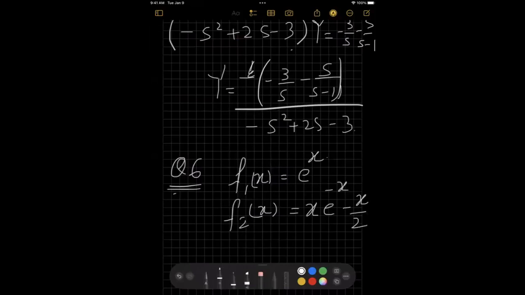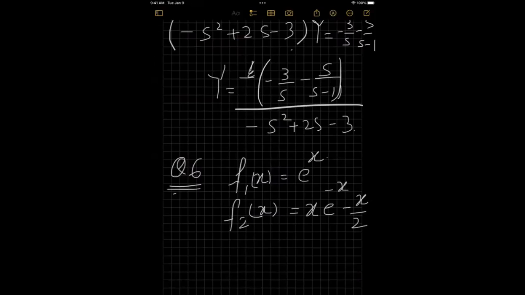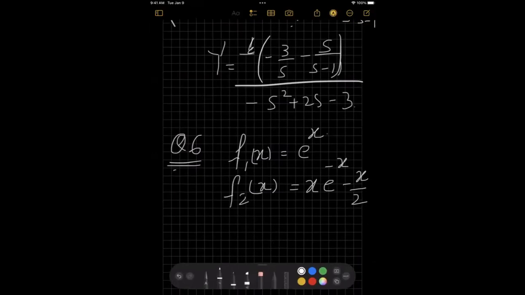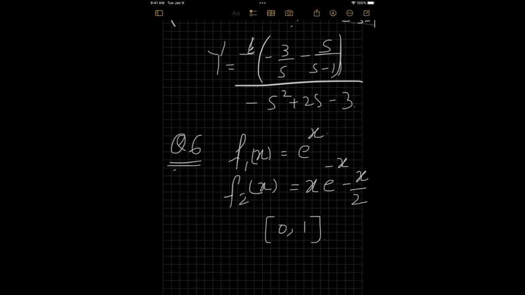When you write the question, try to be very careful, because whatever you write, you solve it. If you make a mistake, it carries on through the whole question and you lose marks. And we have the interval here, which is 0 to 1. This is our interval.